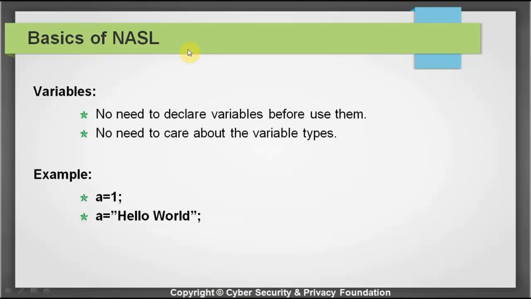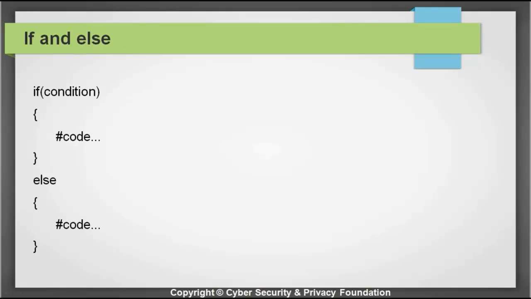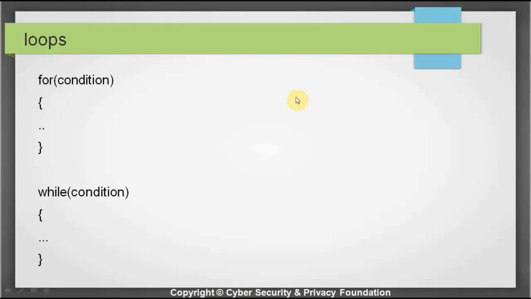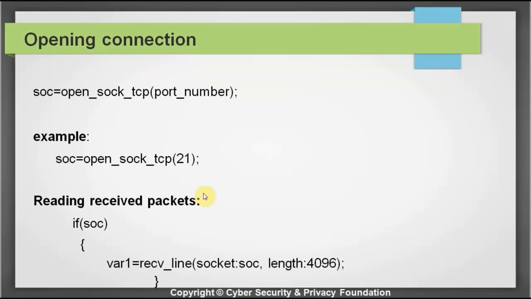So let's see some basics of nasal. About variables, you don't need to declare variables before you use them, and you don't need to care about variable types. So in one line I can give a is equal to 1, and in another line I can give a is equal to a string, and I don't need to define them. The hash character is the comment character in nasal scripts, and you have your basic if and else functions, and you have your for, while, all these loops, and you can even create your own user defined functions.